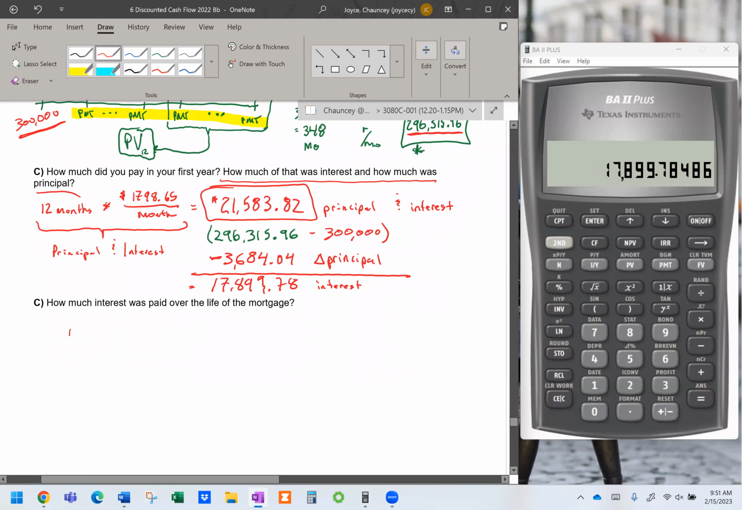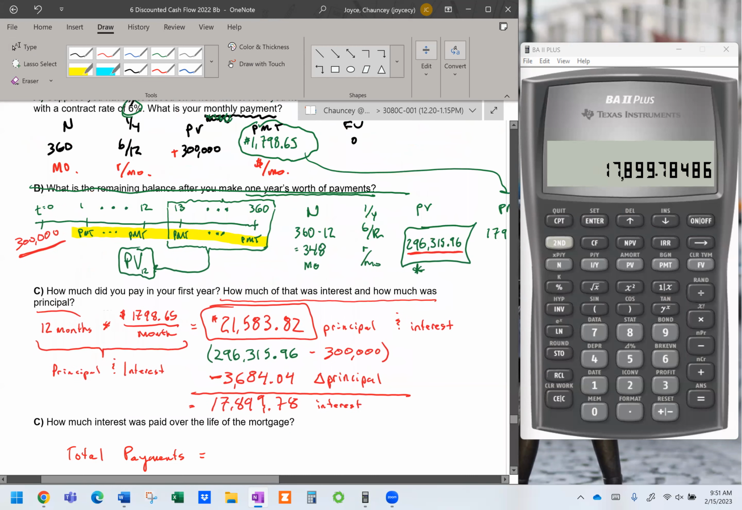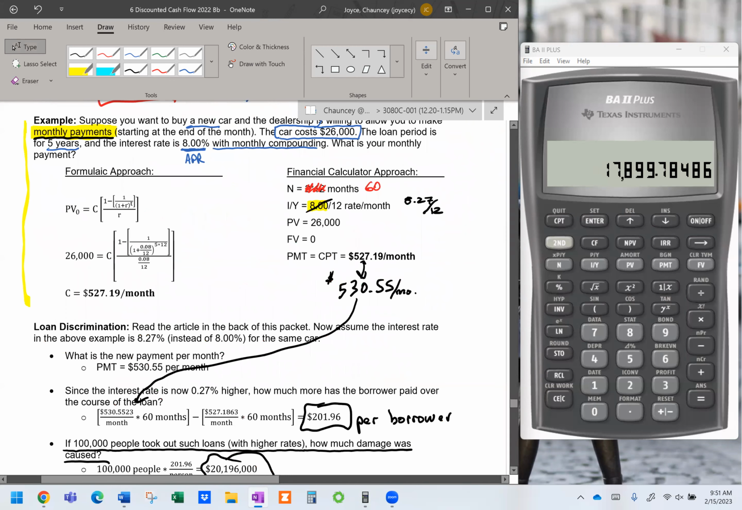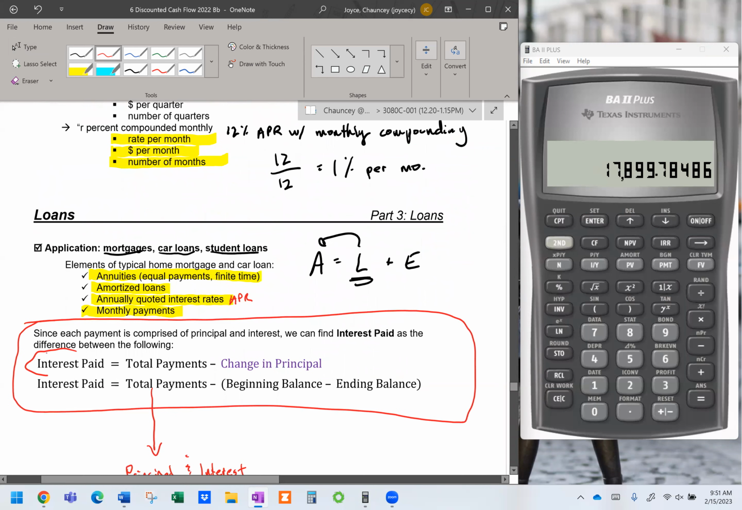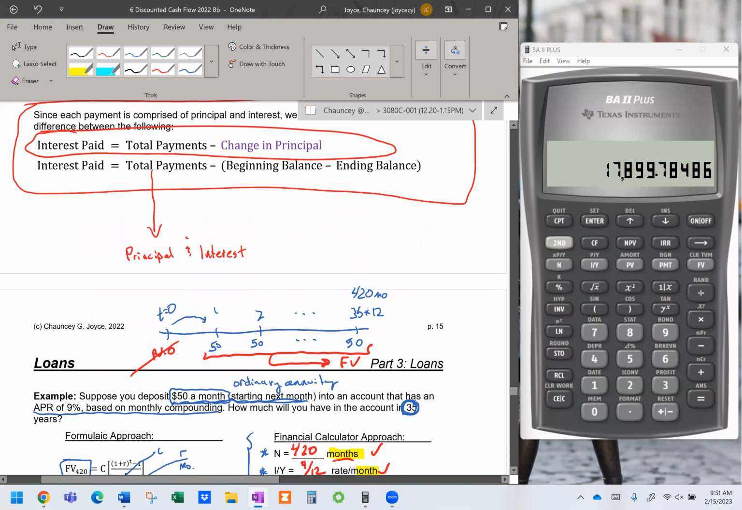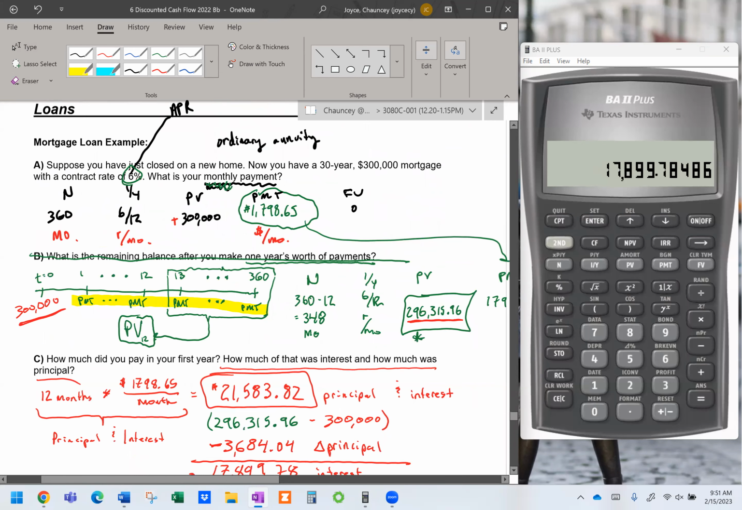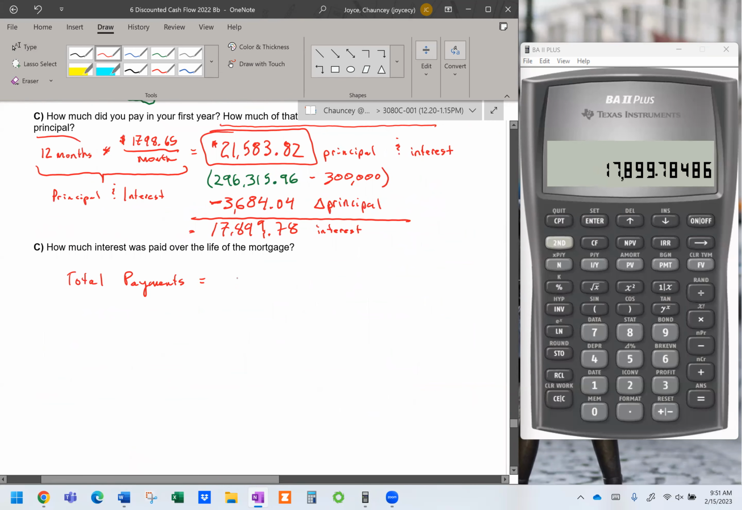Over the life of the loan, how much is paid? Well, your total payments equal, let's scroll back up, take a look. Your interest paid is equal to your total payments minus your change in principal. What are our total payments? Well, our total payments are 360 months of a payment per month of $1798.65 per month. So that's your total payments minus your change in principal.